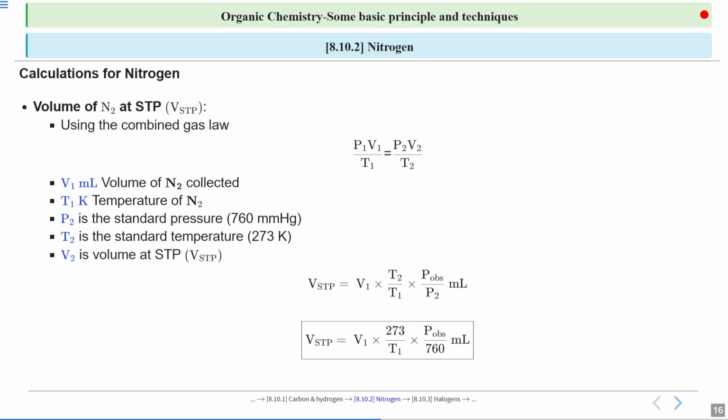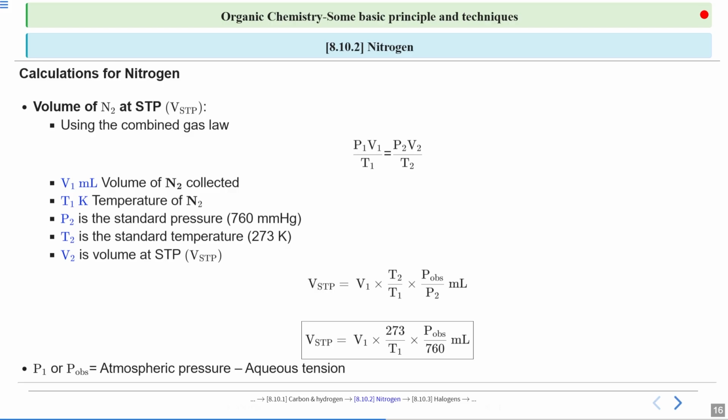The formula shows us how to adjust the collected sample to STP by multiplying V1 by 273 over T1 and by the observed pressure over 760. This gives us the volume of nitrogen as if it were measured at standard conditions, making it easier to compare results.